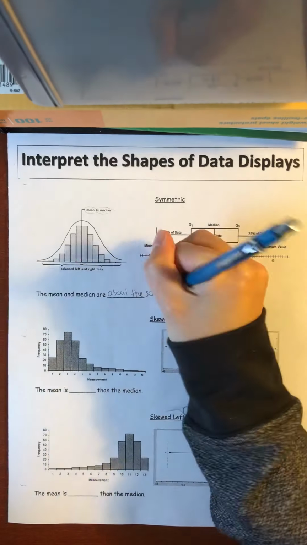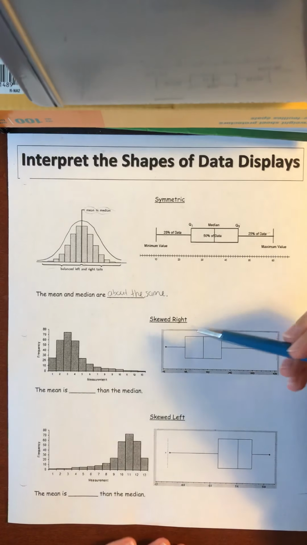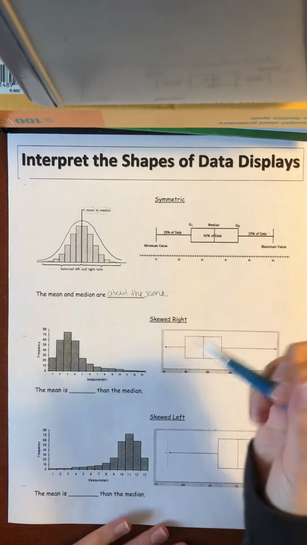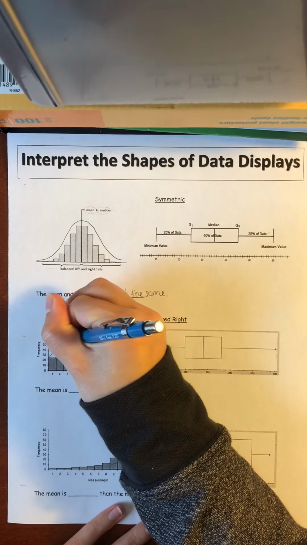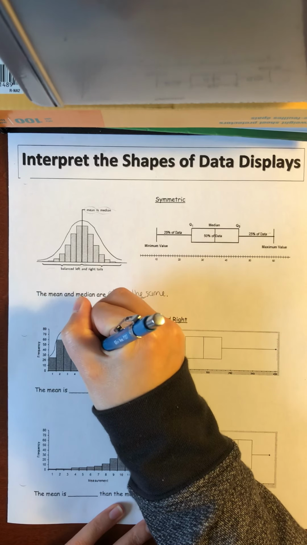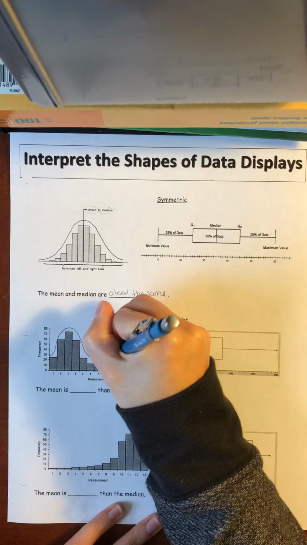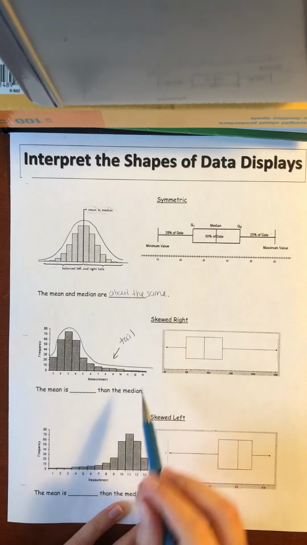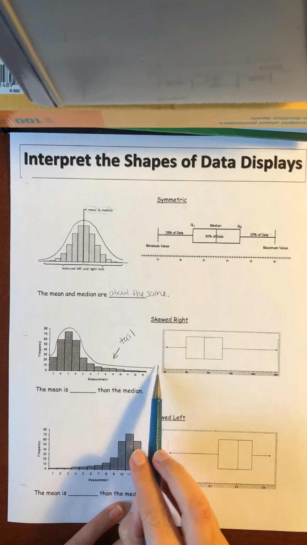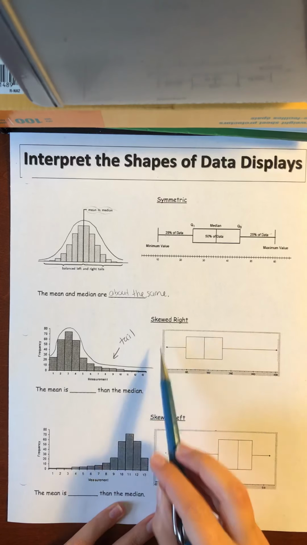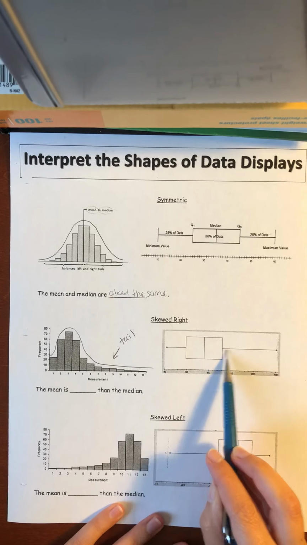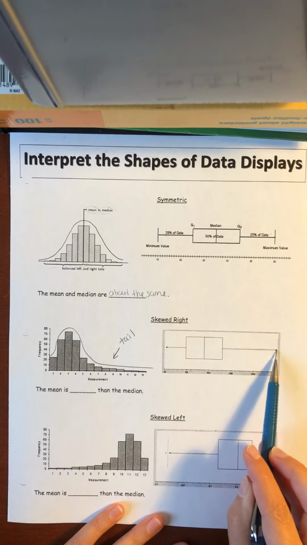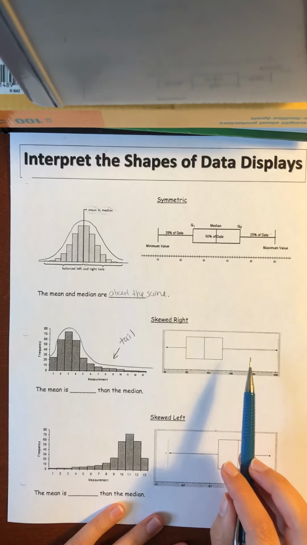Now, if we look at this, the data is skewed right, because if we drew a curve above the data, we would notice that there's a tail here, okay? So we have a tail on the right side. So since the tail is on the right side, that means that it's skewed right. Same thing if we look at this box plot. We have a long whisker on the right side. So it's skewed right, okay?